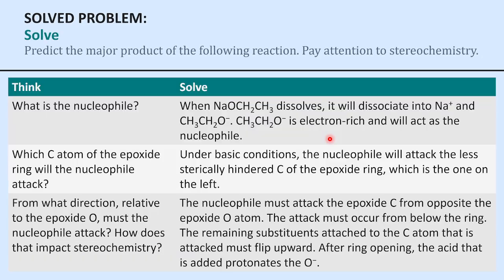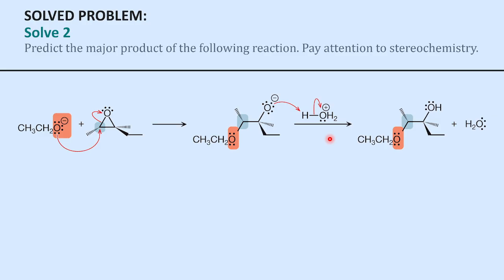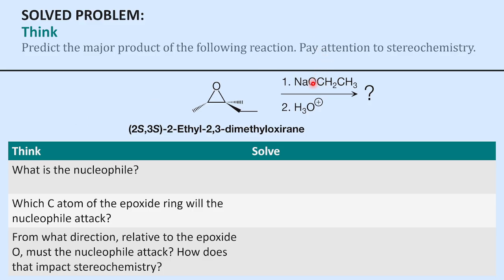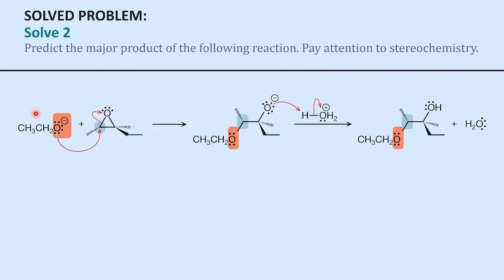All right. So again, when we put the NaOCH2CH3 in, this right here is going to dissociate and give us our base, which is the negative oxygen. And so that's then going to attack. It's going to attack the less substituted side, which is this one here. And then this oxygen is going to break its bond and take the electrons that were in that bond and form that alkoxide. And so we end up with this species at this point.